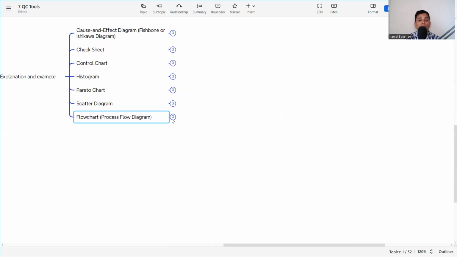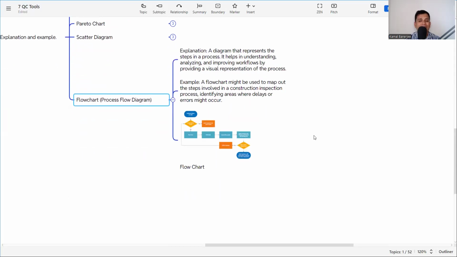Then the flow chart or the process flow diagram. We are widely using this flow chart to identify at which stage or in which area we need to improve. So it is a diagram that represents the steps in a process. Suppose we are doing an inspection request. So what is the process of an inspection request?